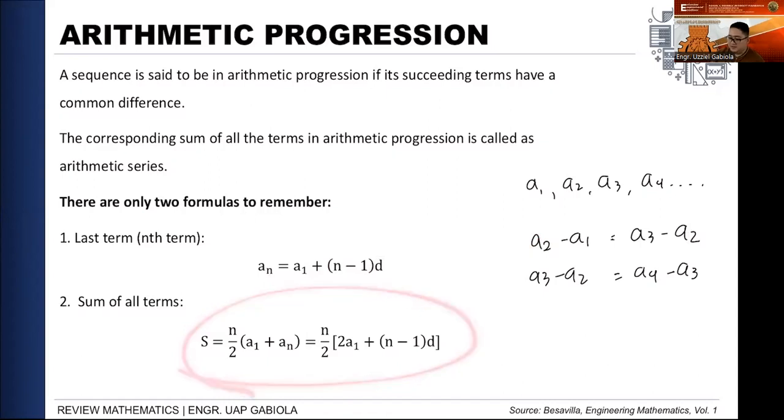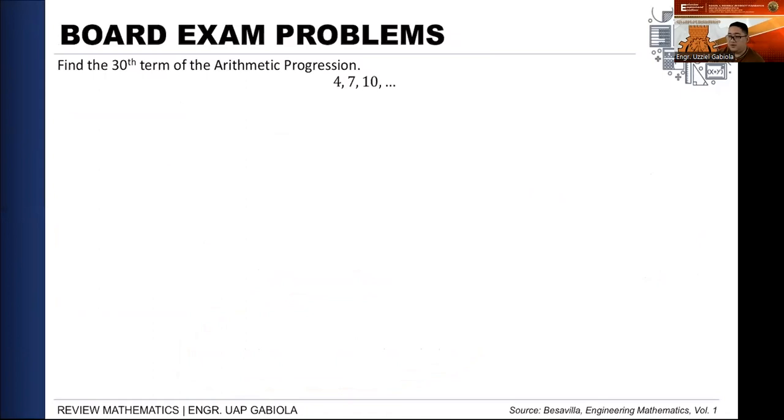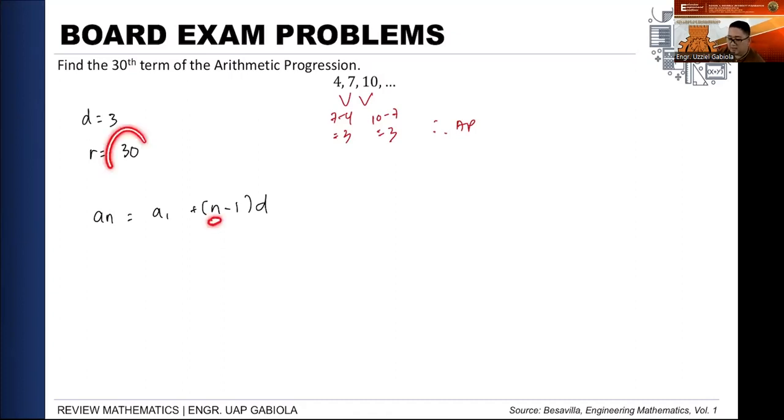Okay? So, find the 30th term of the arithmetic progression 4, 7, and 10. So when we try to get yung common difference, this is 7 minus 4, that is 3. 10 minus 7, that is 3. Since same yung difference niya, we have an AP. Okay? So, dito, pwede mo nang lagay na difference mo ay 3. Ang hinahanap natin is yung 30th term. Okay? So, ang formula natin, again, is An is equals to A1 plus n minus 1 times d. Hindi natin alam kung ilan yung total na term, pero pwede natin sabihin na yung value ni n will be yung 30th natin. Okay?